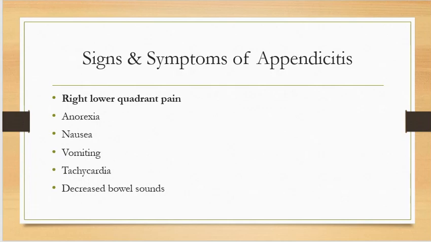So what are our signs and symptoms of appendicitis? The most common symptom is right lower quadrant pain. It can begin with a generalized pain and then become more acute and localized to the right abdomen. Our patients can present with, as you can see in the PowerPoint, nausea and vomiting, tachycardia, anorexia, and decreased peristalsis.